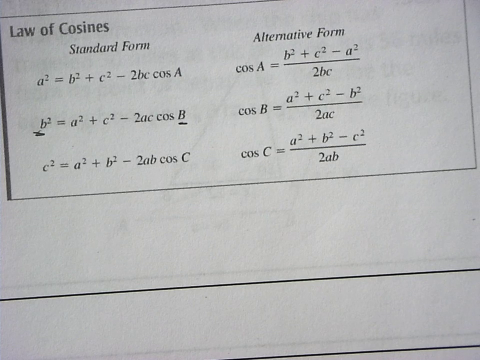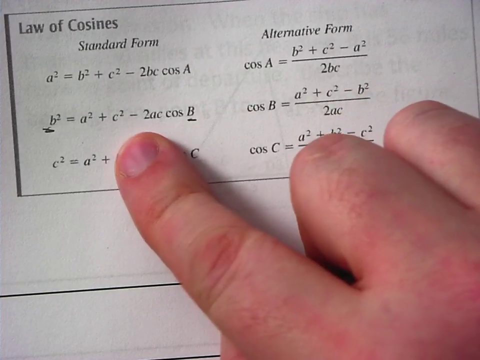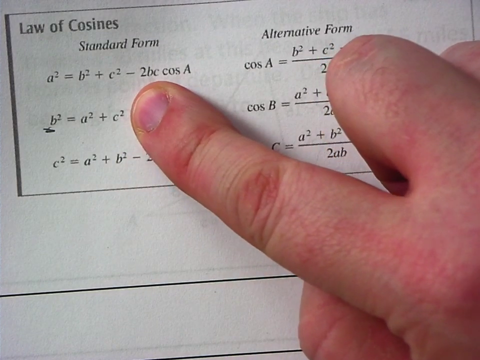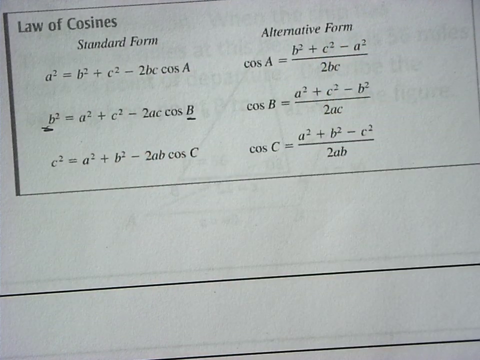Because if I had a Pythagorean theorem for this, what would be the B angle? 90. And what's cosine of 90? 0. So if this is 0, what happens to everything after the minus? Cancels, and guess what you got? Pythagorean theorem. Okay? The alternate version, honestly, I never really use it. You can if you want.